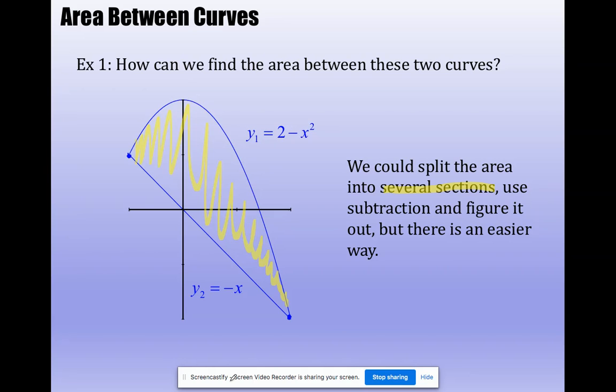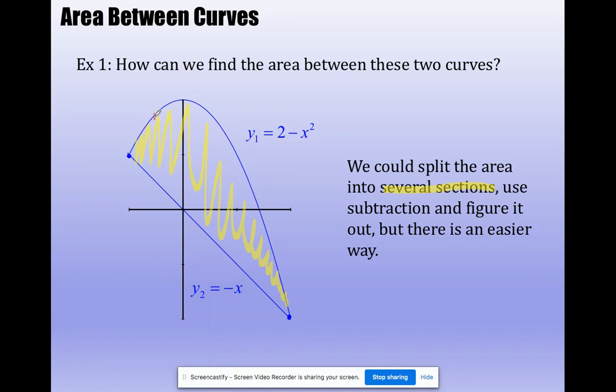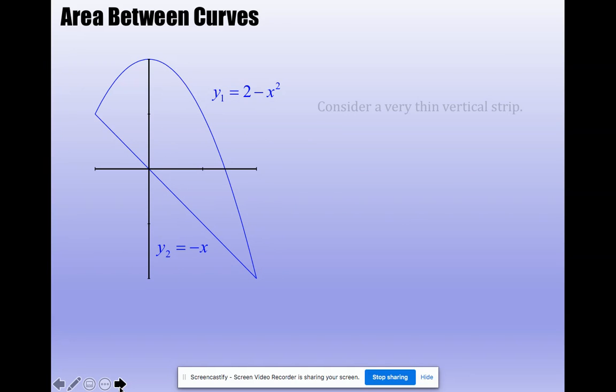And I could use the properties of integrals and so on. But we have a way of saying, you know what? I want to draw a strip. And you are the click and drag generation. So I want you to imagine taking this strip and dragging it across the domain. Can you visualize that strip getting shorter and bigger and shorter again as you move through the domain from left to right? That's the idea of how to find the area between two curves.